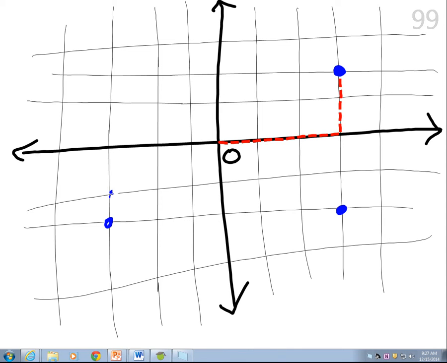What do you notice about 3, 2 and 3, negative 2? So we're looking at these two. This one and this one. What do you notice about those two in relation to the y-axis? Skylar, what do you think? They're both on the right side of the y-axis, because if you recall, this is the y-axis, this is the x-axis. Good. Okay, they're both on the right side of it.